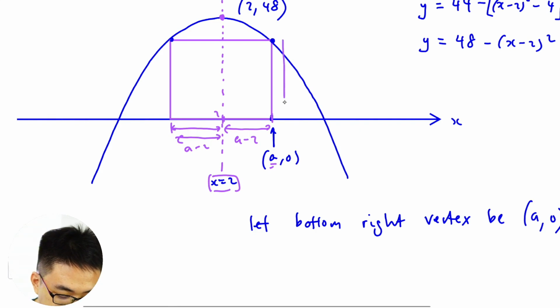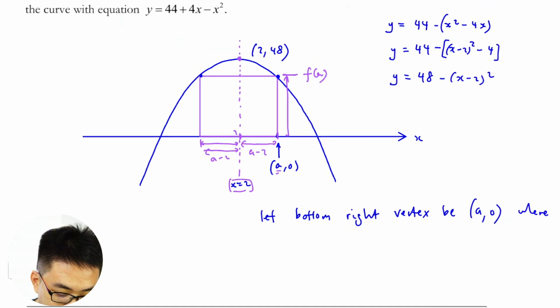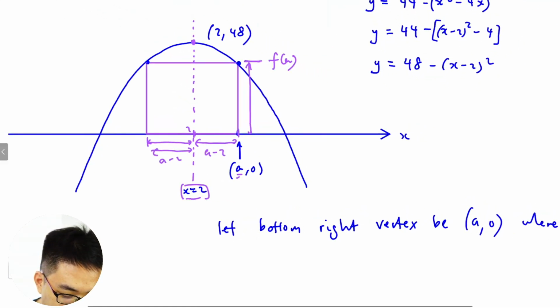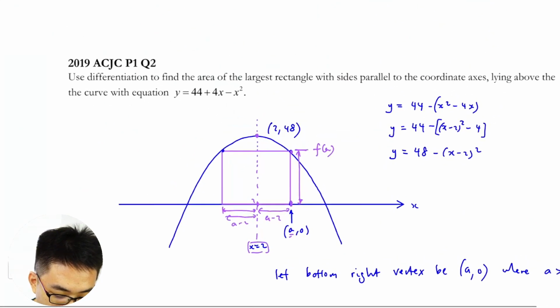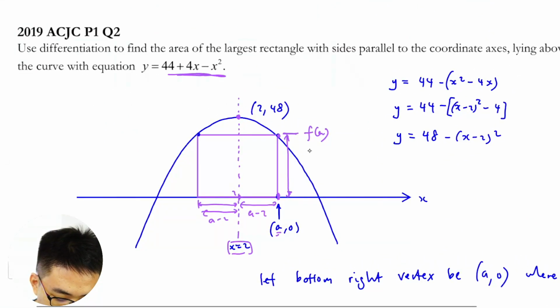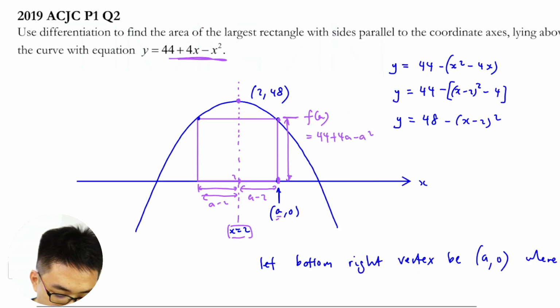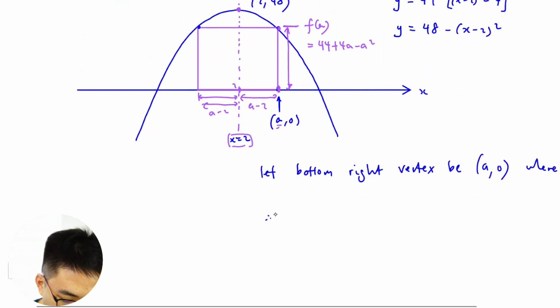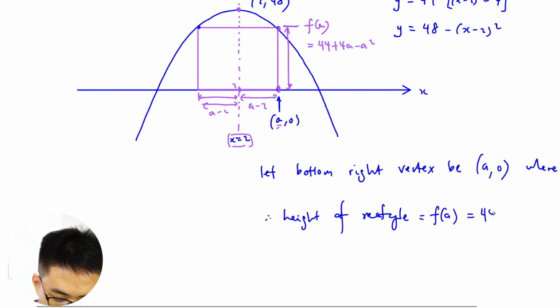Then the height here would just be f(a), right? The height here is f(a), because when you put a inside here, this will register the height, which is f(a). Substitute this in, so this will just be 44 plus 4a minus a squared. So the height of the rectangle will be equal to f(a), which is 44 plus 4a minus a squared.